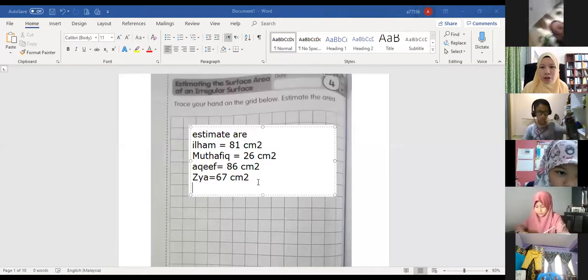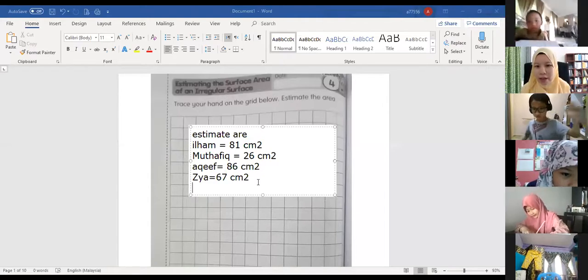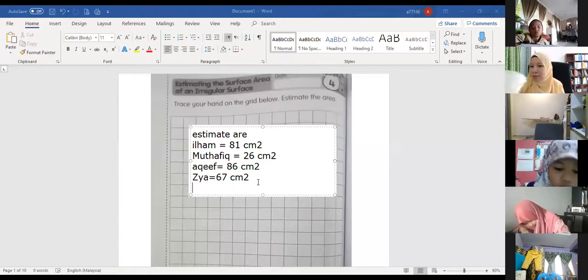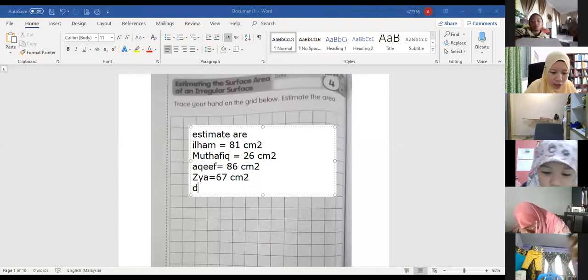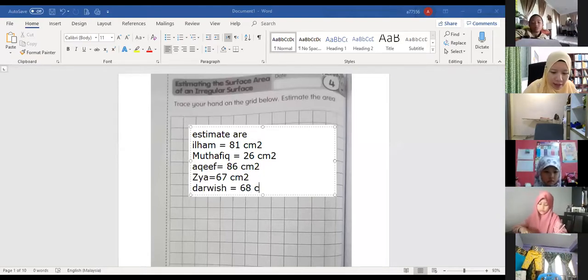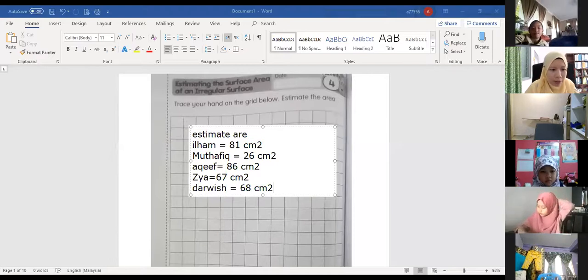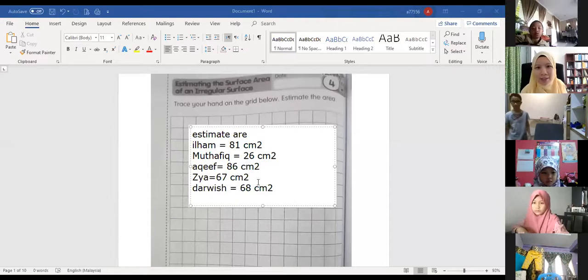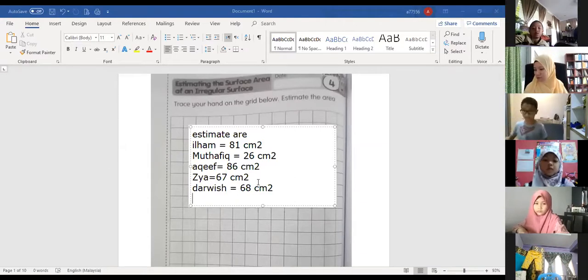Hana, what is your estimate area of your hand? Count. Yes, good. Yes, correct Aisha. Okay Darwish, 68 cm squared. Putri, are you sure 15 cm is too small, I think? That is too small.